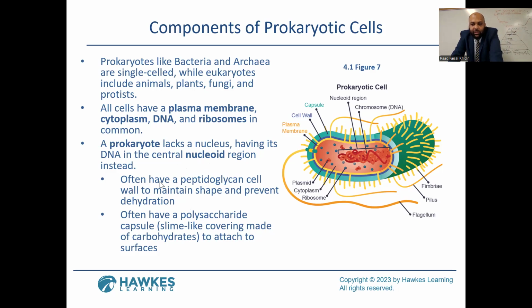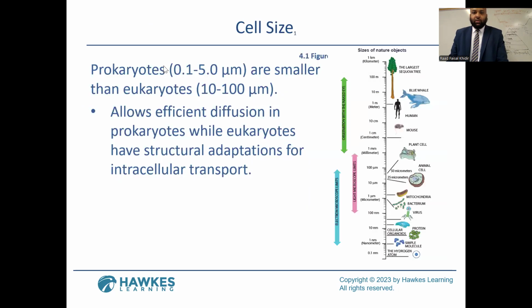They often have a peptidoglycan cell wall to maintain the shape and prevent dehydration. So it's very important to know that. They often have a polysaccharide capsule, a slime-like covering made of carbohydrate to attach to surfaces. So prokaryotes, let's look at their cell size.